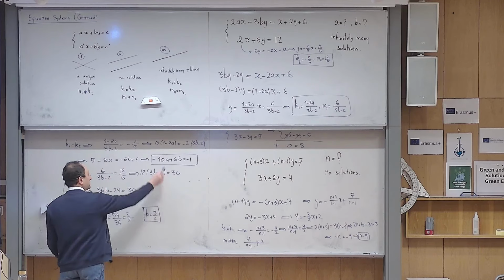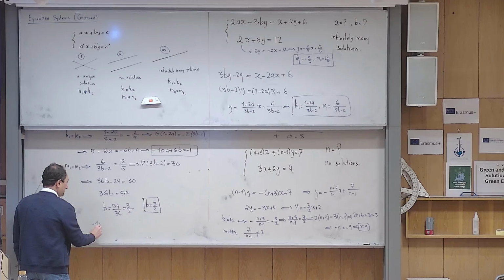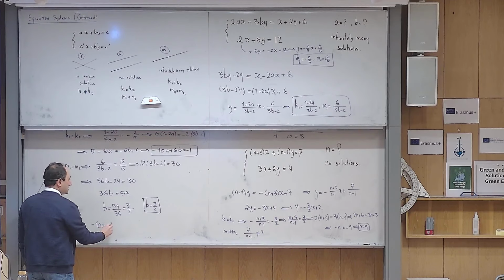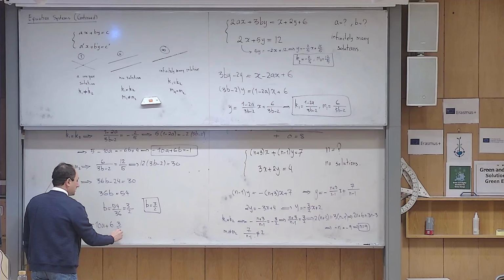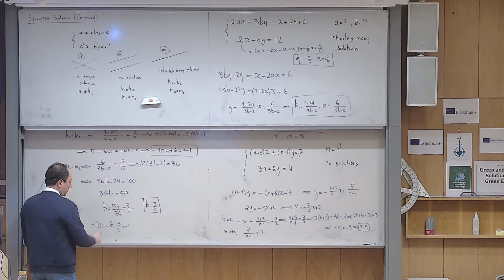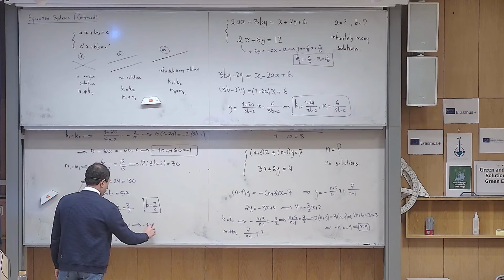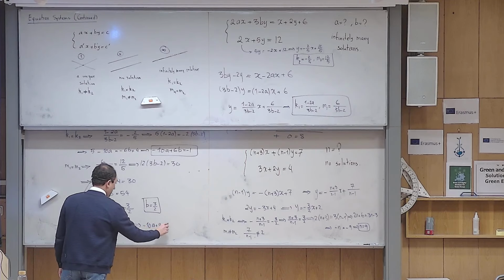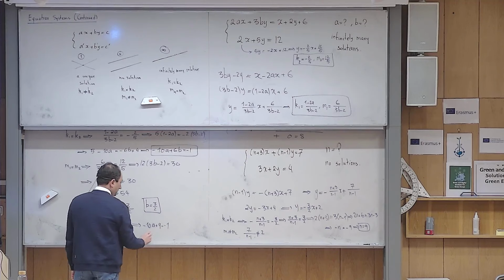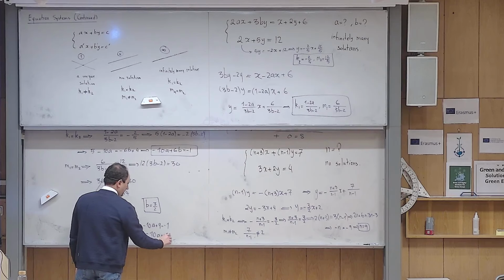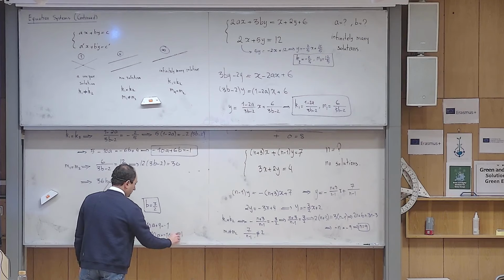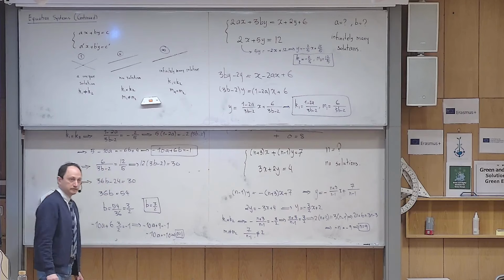And then I put it back there. So it becomes minus 10a plus 6 times 3 over 2 is equal to minus 1. But 6 and 2 simplify. It becomes 3. 3 times 3 is 9. So this becomes minus 10a plus 9 is equal to minus 1. I move 9 to the other side. So minus 10a becomes minus 10. And then finally a becomes 1. Yes?